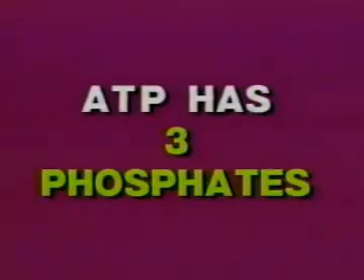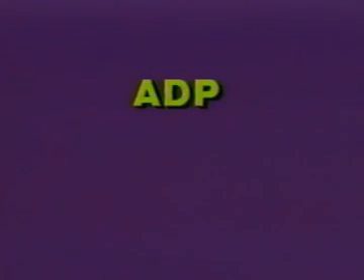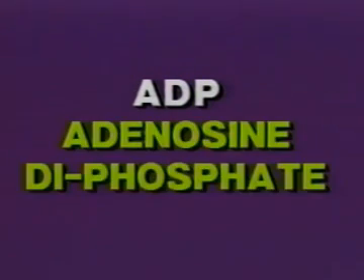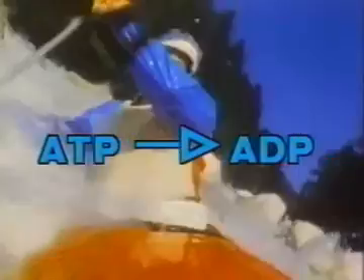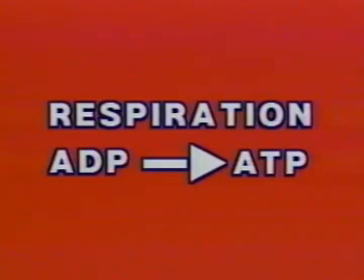ATP has 3 phosphates. But for it to release energy effectively, ATP must lose one of its phosphate molecules, thus becoming ADP, or adenosine diphosphate. When you engage in any type of activity which requires energy, ATP is being changed to ADP in your cells. Then, during the respiration process, ADP will once again go through a series of steps to be reformed into ATP.